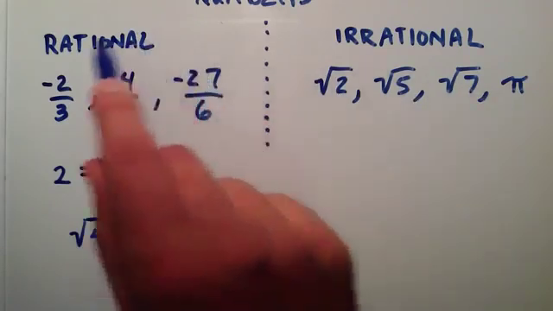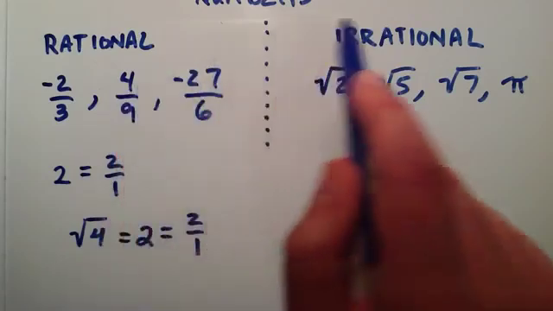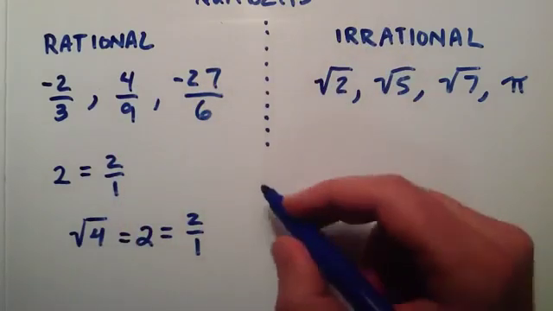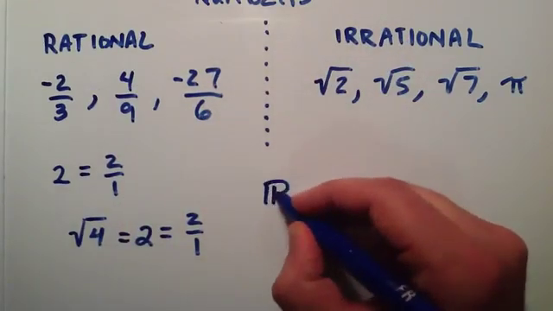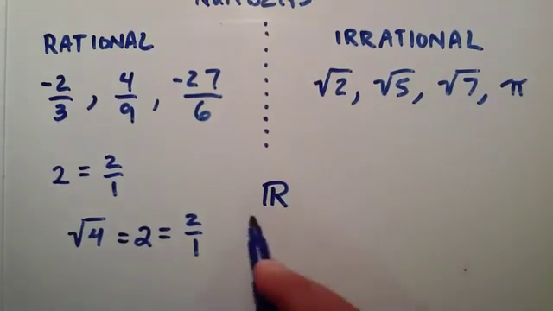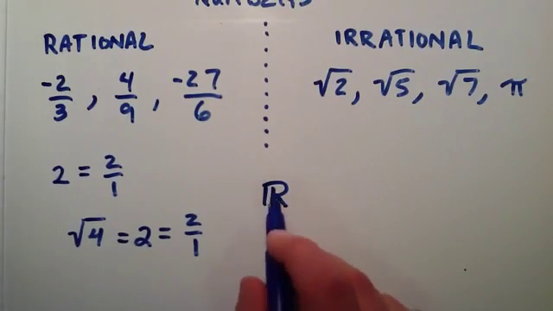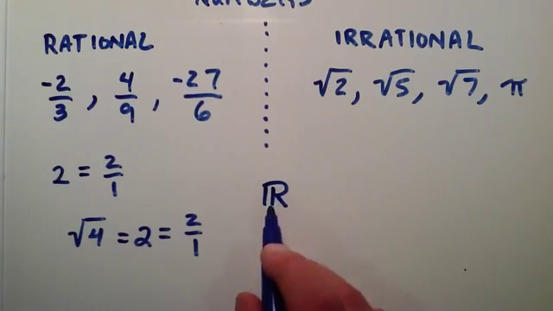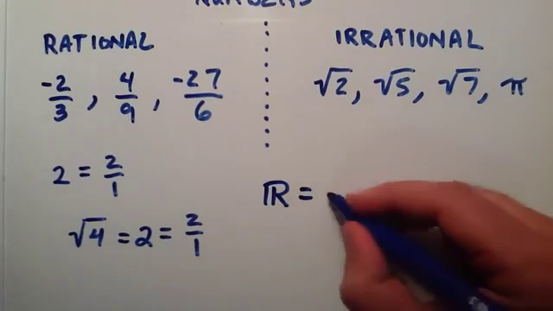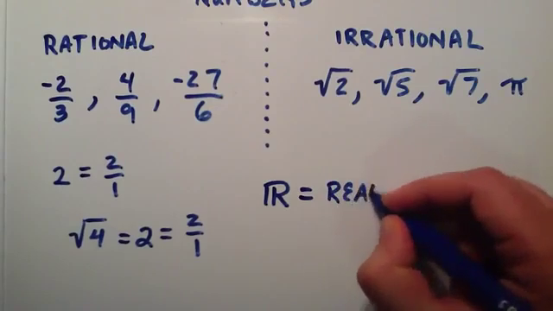And if you take all of the rational numbers and add them to all of the irrational numbers, then you get what we call the real number system. The real number system is often denoted by this symbol. It's like an R with an extra line on the left-hand side. So let me just go ahead and write that. So this is the real numbers.